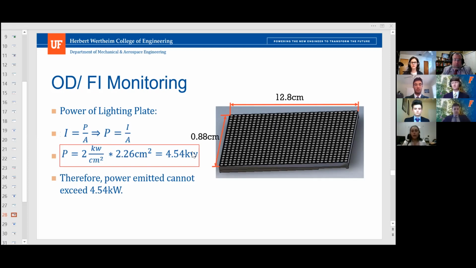Now, to ensure that we're not killing any of the cell cultures, we have to find out the maximum power emitted from the lighting plate itself. Using the emission light formula, we were able to find, setting the intensity at 2 kilowatts per centimeter squared, the maximum power, which was 4.54 kilowatts. And our lighting plate does not emit that much. It only emits a fraction of that. So we are actually in range without killing any of the cell cultures.